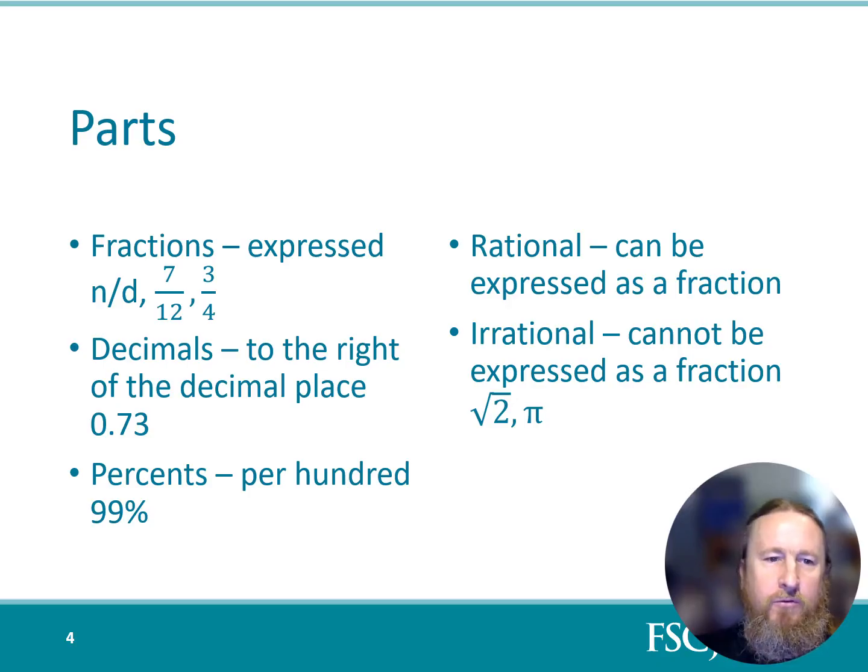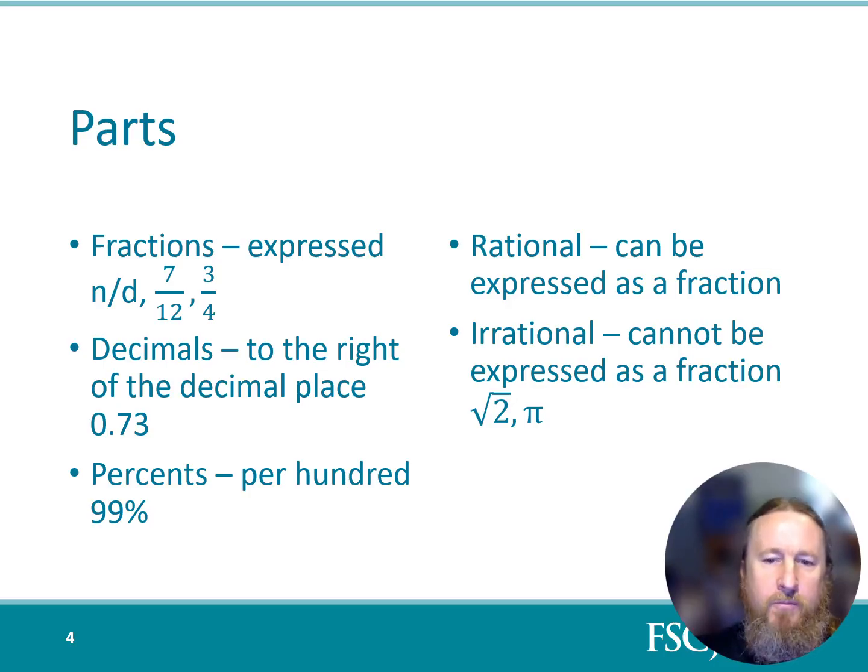We have decimals. This is to the right of the decimal place, and while every number has a decimal place, we only need to write it when there is something after, such as 0.73. Also note that 0 there is to notify the reader that it is a decimal and to watch for that decimal point because it is easily missed. Percents come from per hundred, such as 99%, that's what that percent sign means. That is something out of 100.